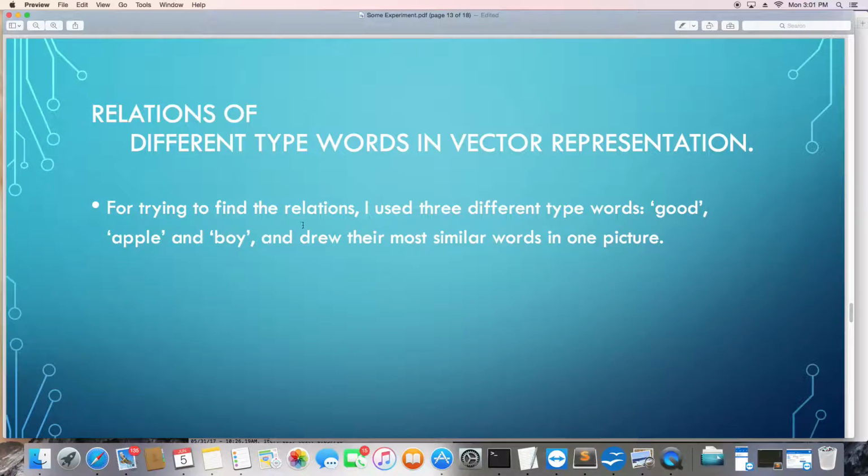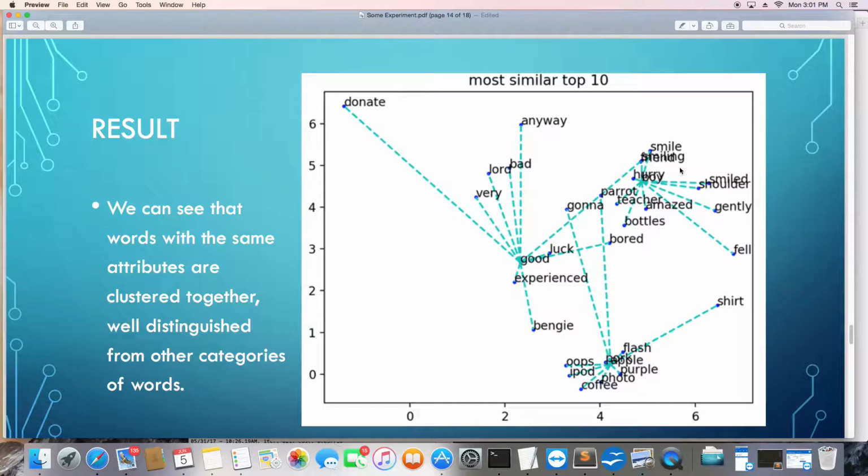Trying to find the relations, I use three different types of words: good, apple, and boy, and draw their most similar words in one picture. Here we can see that words with the same attributes are together.